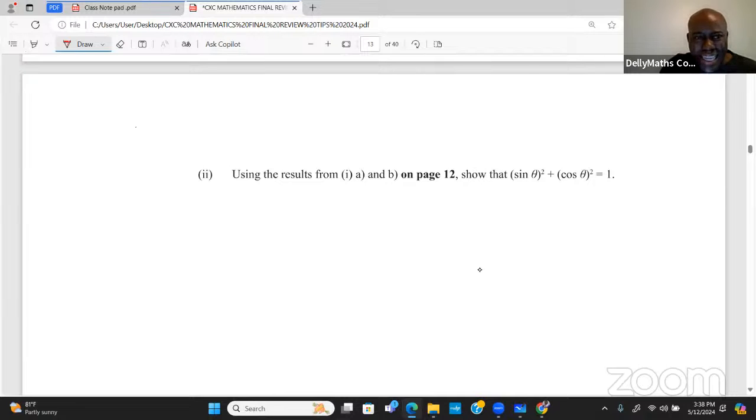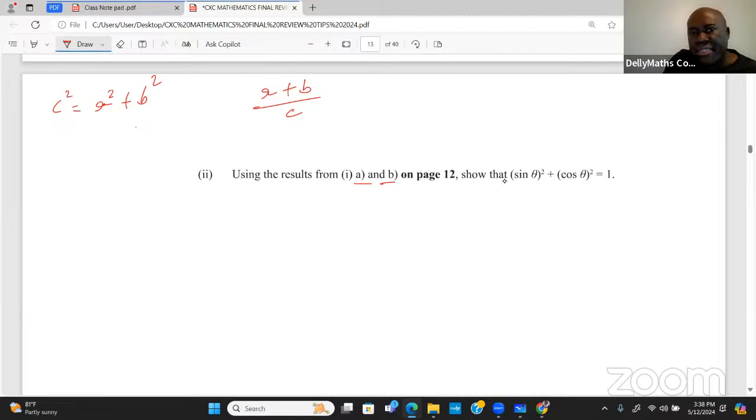The second leg of the question says, using the results from I, A, and B. Those 2 results, I could write them here. We started off by saying C squared is equal to A squared plus B squared. We also had A plus B over C. Let us see what they want us to do. They're saying, can we prove that sine theta squared plus cos theta squared is equal to 1? We want to show that.